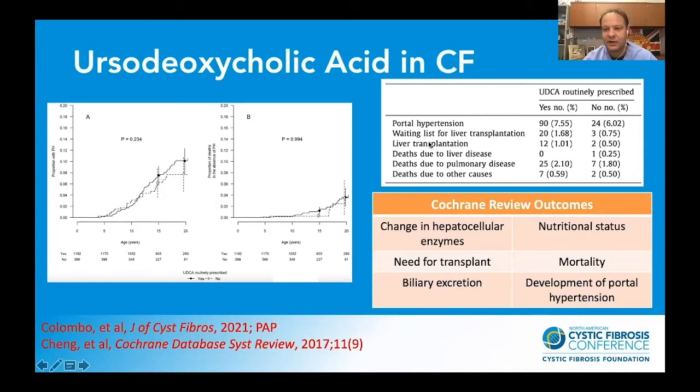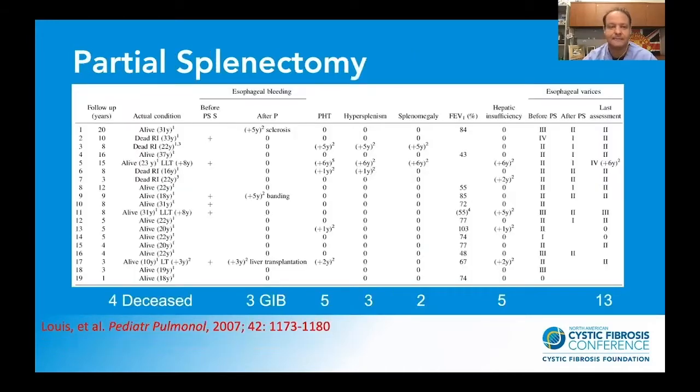And this table over here really drives home that point that if you separate it into those 2 types of prescribing centers, there is no difference in portal hypertension, wait list for liver transplant, indication or need for liver transplant, deaths from liver disease, deaths from pulmonary disease, or all-cause mortality. This very much matches the most recent Cochrane review, which came out in 2017. They finally said they're not going to continue to publish it, but over and over they have shown that ursodeoxycholic acid does not seem to change hepatocellular enzyme levels, nutritional status, need for transplant, mortality, biliary excretion, or development of portal hypertension. So at least at this time, unless a bilirubin, a direct bilirubin, is elevated, there's really no clear indication for ursodeoxycholic acid.